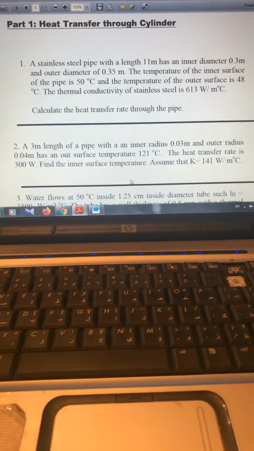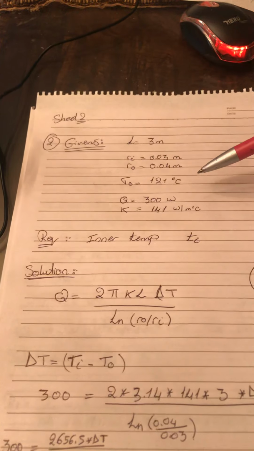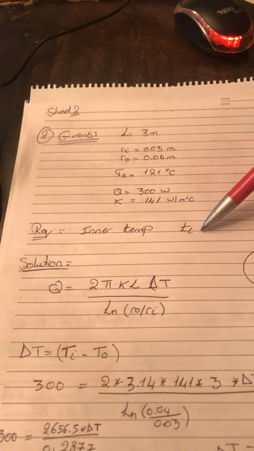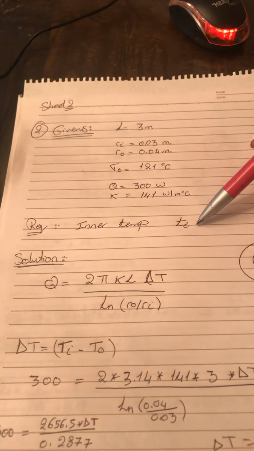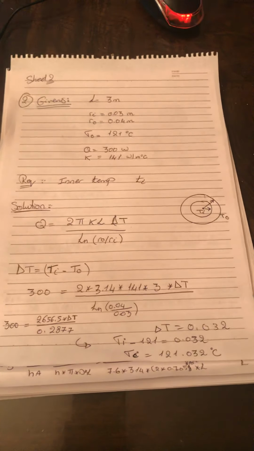So easy. We will write the givens: the length, the radius, the T inside, and the required is the T inside. Here we use the equation. You will find that you make a direct substitution.